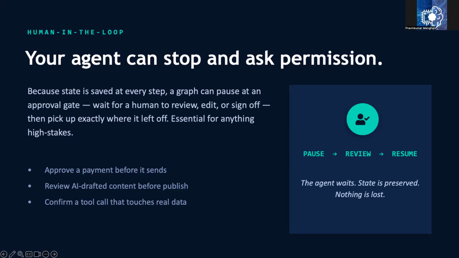Now, next, another example. The agent drafted a customer email. Before it sends, the human is going to review the tone, fix the typo, approve it, and then the agent sends it.